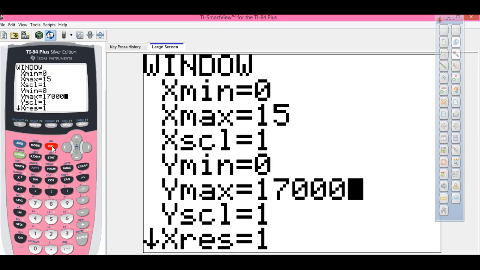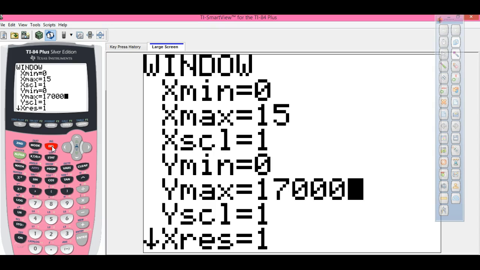Okay, so look at your graph. What does it go up by? No, on your y's, what does it go up by? It goes up by ones, right? So you leave your y scale at ones because it goes up by ones. Okay, so now we're graphing the data.